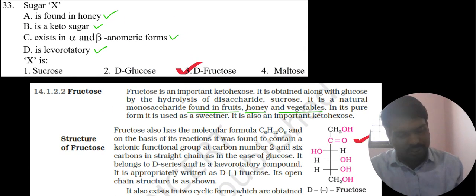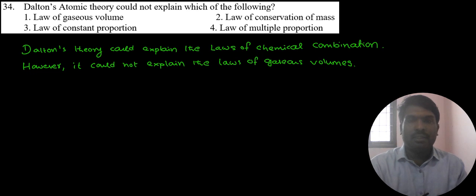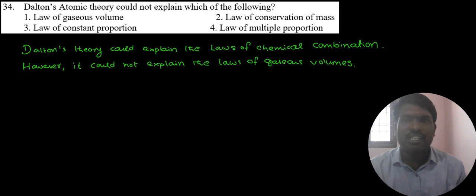Now moving to the next question. Dalton's atomic theory could not explain which of the following: law of gaseous volume, law of conservation of mass, law of constant proportion, law of multiple proportion. Dalton's theory could explain the laws of chemical combination. However, it could not explain the laws of gaseous volume.